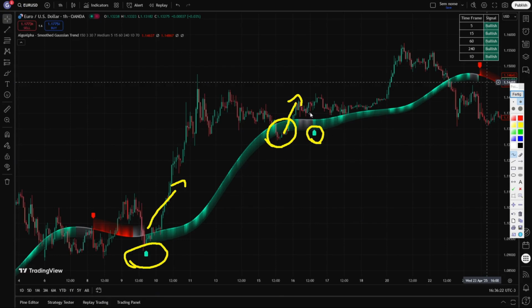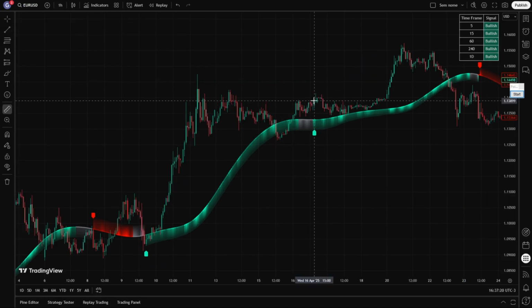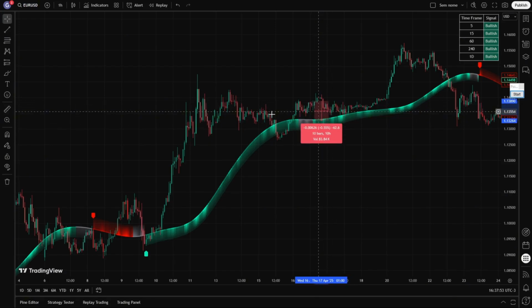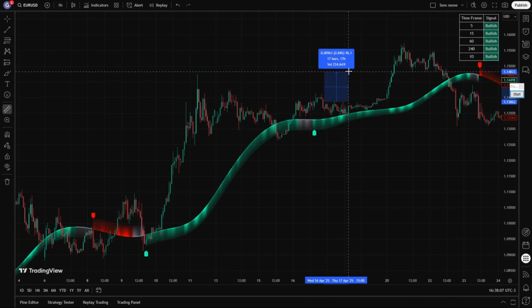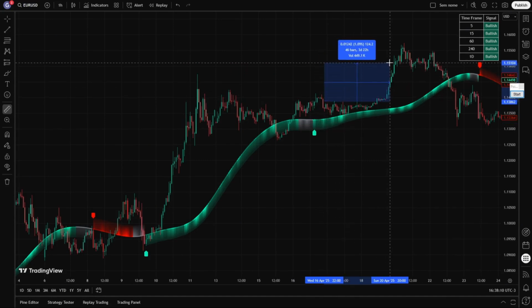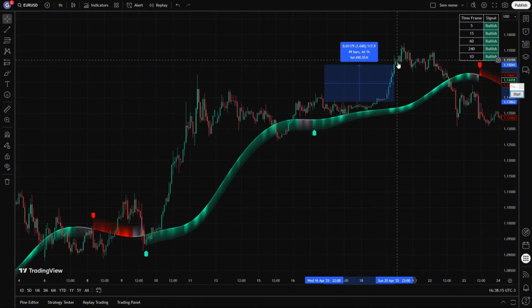In other words, from this point here where the arrow appeared, I could have entered a buy position from here, and we know that the price only went up from that point on. So you could have entered on this candle, set your stop a little below the Gaussian band, and set your take profit at twice the risk, which would be about 1%. And the chart would have hit that target right up here.